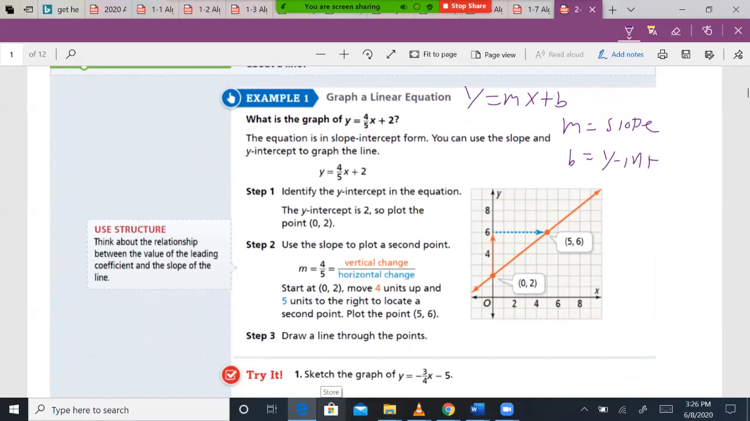Let's look at this here. What is the graph of y equals 4 over 5x plus 2? Well, your y-intercept is 2. Right there, it crosses here. And then notice how it's 4 over 5. We're going to go up 4 over 5, up 4 over 5. Plot that second point. Bing, bang, boom. You have your line. That's simple.